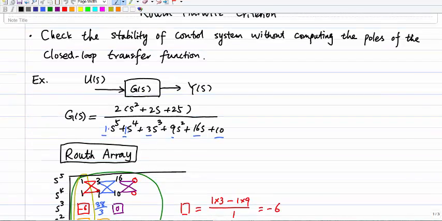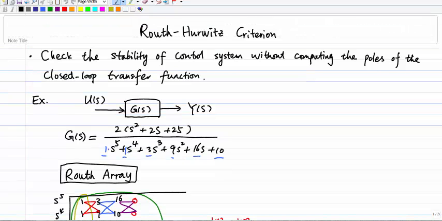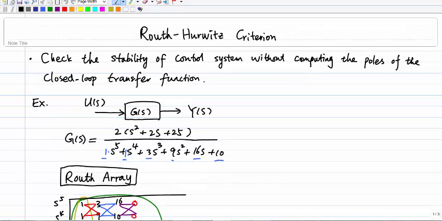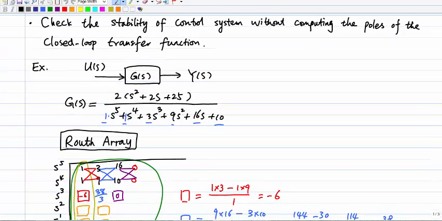Okay, so here I'm going to give a recap of the general idea of the Routh-Hurwitz Criterion, especially how to compute a Routh array, and then what conditions are used to verify if a control system is stable or not. Let's say I've been given a control system with input U(s) and output Y(s), and the transfer function G(s) is 2s squared plus 2s plus 25, divided by s to the fifth plus s to the fourth plus 3s cubed plus 9s squared plus 16s plus 10. So that's my closed-loop transfer function.